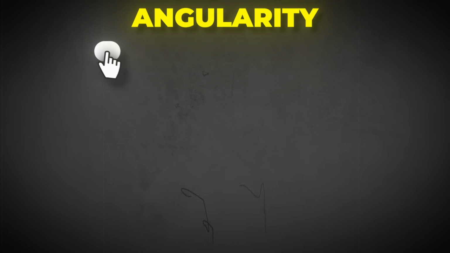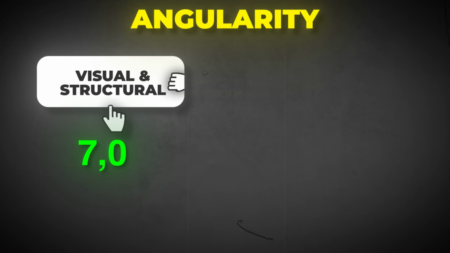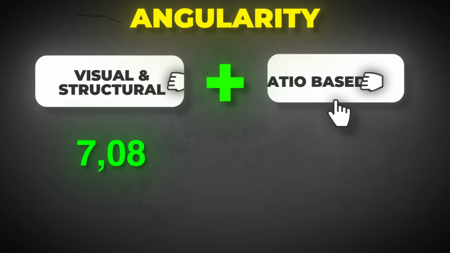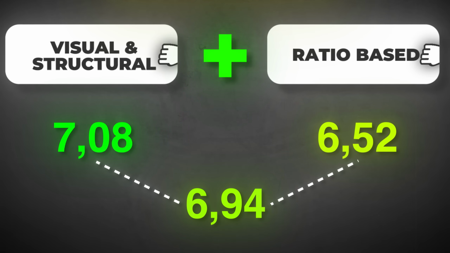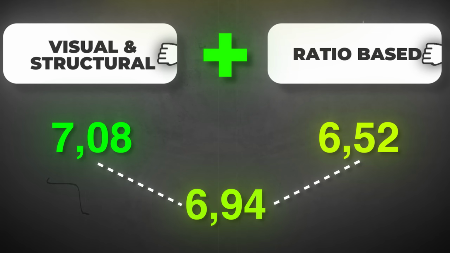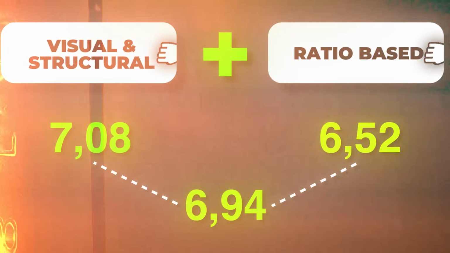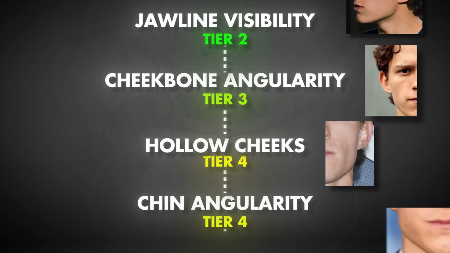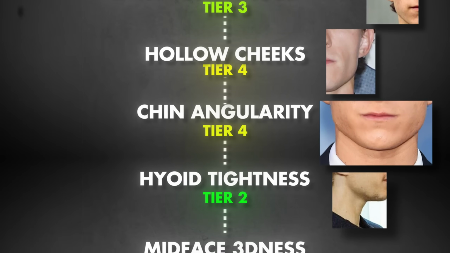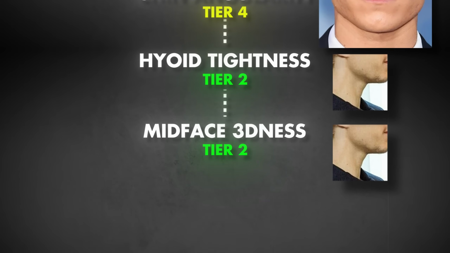Angularity is one of the better categories for Tom, and he scored a 7.08 for the visual assessments. On the ratio assessments, he scored 6.52, giving him a total for angularity of 6.94. The deductions for angularity occurred at his jawline visibility, chin angularity, a lack of hollowing in the cheeks, the hyoid could be tighter, and his mid-face angularity is also lacking.